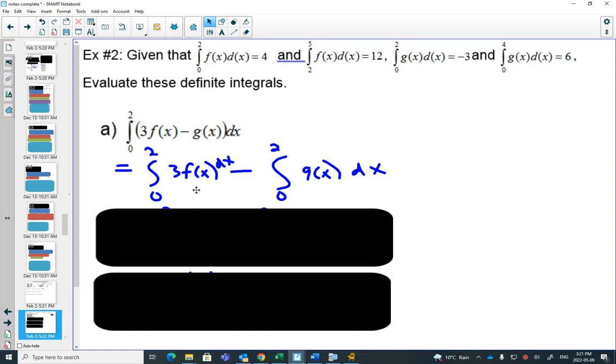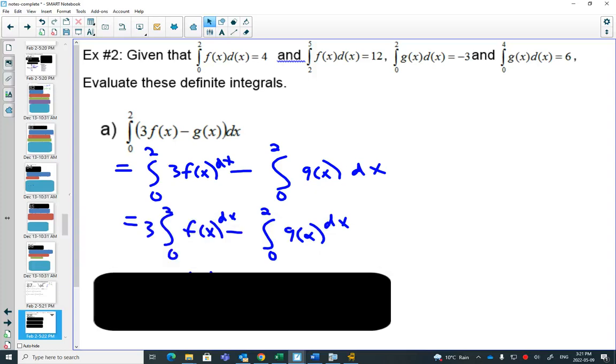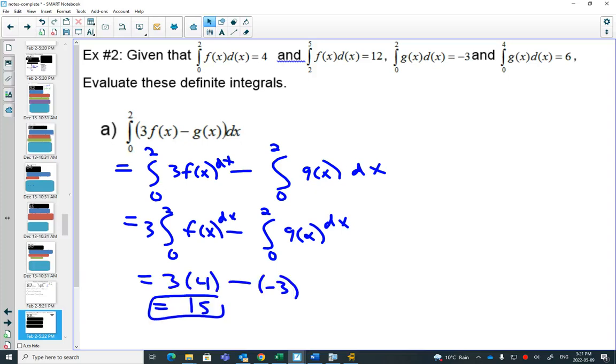So what I would do in this situation, I would say, hey, if I'm subtracting, that means I can do them separately. Then the 3 inside, I could bring that 3 out in front. So this is just rearranging this using the properties. And then we were given that the integral from 0 to 2 of f of x was 4. And we were given the integral from 0 to 2 of g of x was negative 3. So now you could just plug things in and get our answer to be 15.